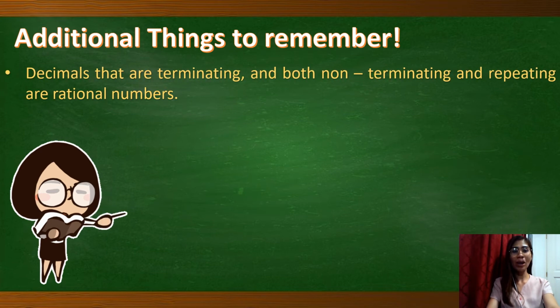We mentioned a while ago that decimals are examples of rational numbers, but we have to remember that not all decimal numbers are rational numbers. Decimals that are terminating and those that are non-terminating and repeating are the only ones considered to be rational numbers. Now, to understand this better, we have to define terminating, non-terminating, repeating, and non-repeating decimals.